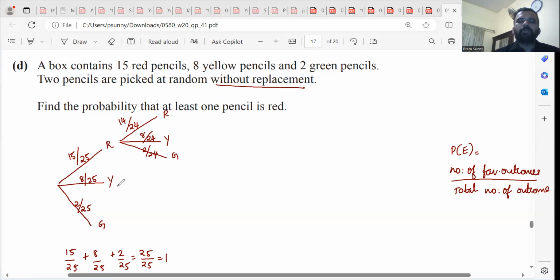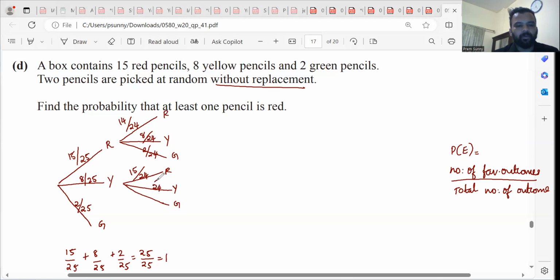Now I'm going to assume that in my first attempt I got yellow, and in the second attempt again I can get a red or a yellow or a green. I'm assuming that in the first attempt I got a yellow and I'm not keeping it back. It is without replacement. So now in my bag I have only 24, and all the remaining 15 reds are still there.